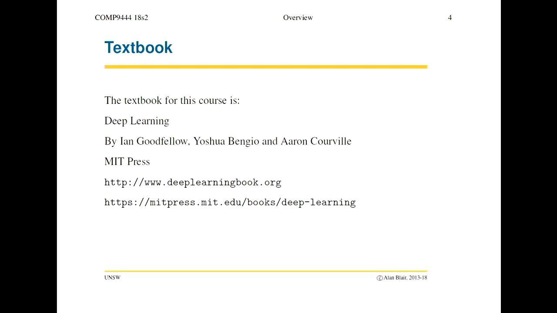Now, the textbook for this course is called Deep Learning. It's by Ian Goodfellow, Joshua Bengio, and Aaron Courville. I didn't bring my copy in today. I have it at home, but it's a very good book. I think it's in the bookshop. It's good to go and buy a copy, but I think it's still available online for free at one of these websites. So have a look at these websites. I think the content is still there.